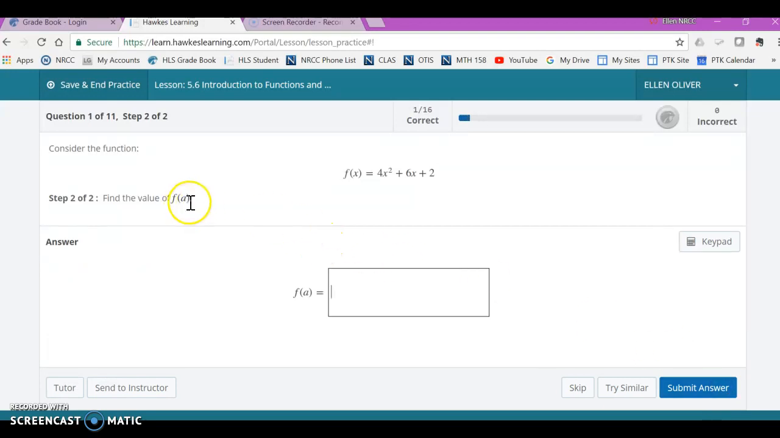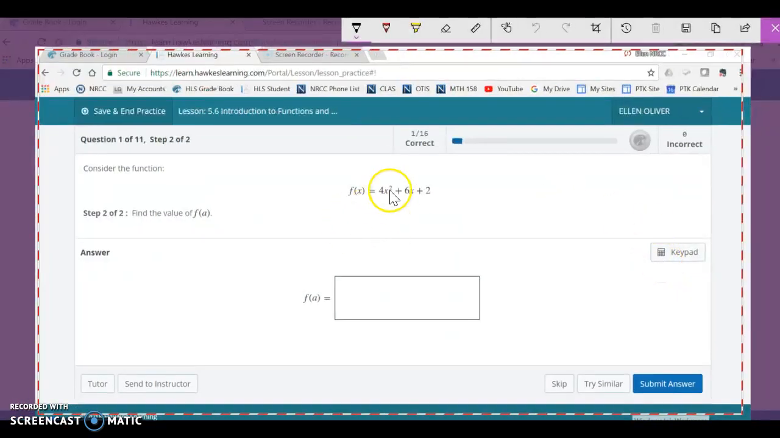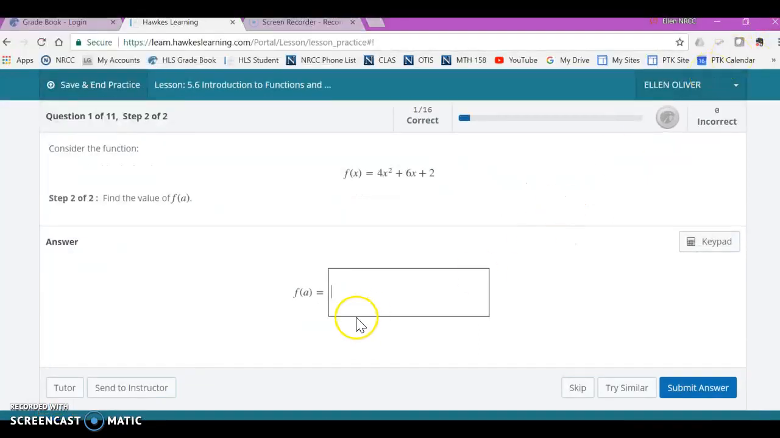Same thing here, only now we don't have a number. We have a variable. Well, that's super easy. We're just going to replace the x's with a's. So it's just going to be f of a, which they've already got, so you're not going to type that part when you answer. 4a squared plus 6a plus 2. Not hard.